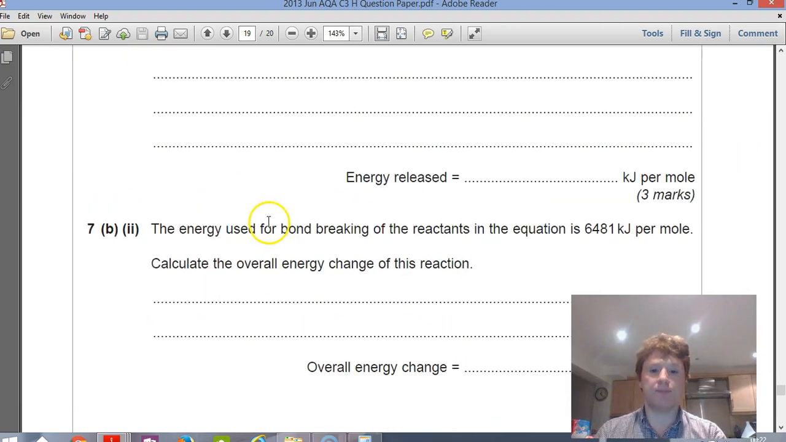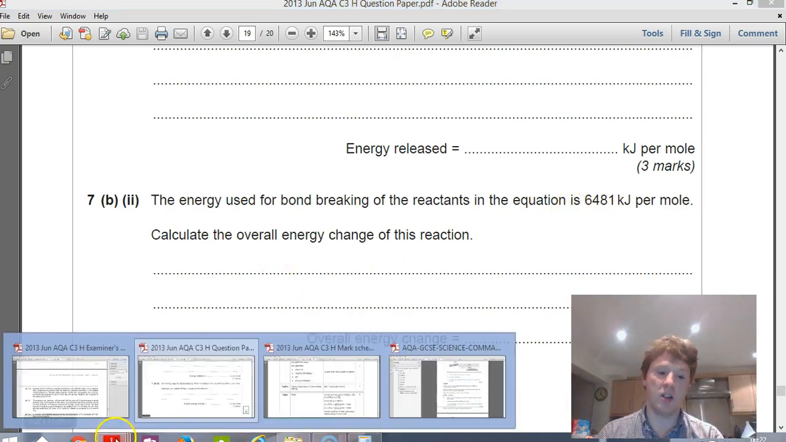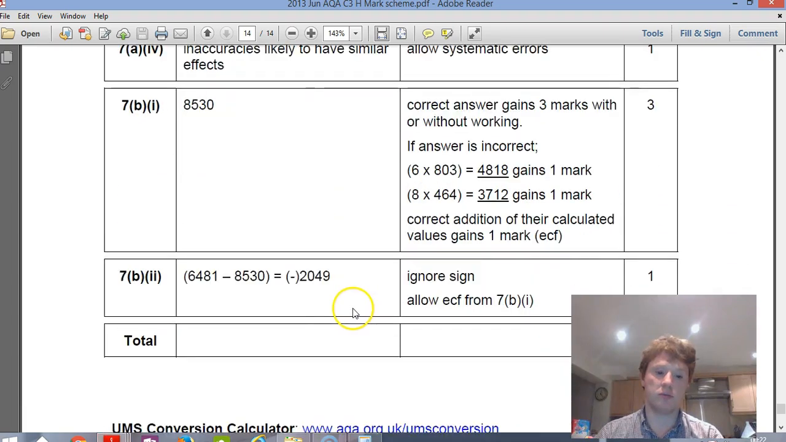Right. Calculate the energy. The energy used for bond breaking in the reaction is 6,481. Calculate the overall energy change. So you do the energy you need to put in, take away the energy released. So you're allowed ECF, which means error carried forward, which means whatever number you got for 7b part 1, if you sub it in for this number and do the right calculation, it'll be right.